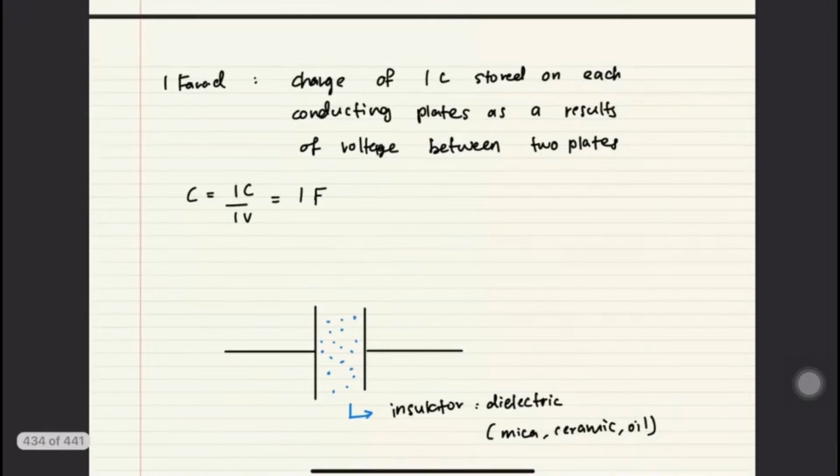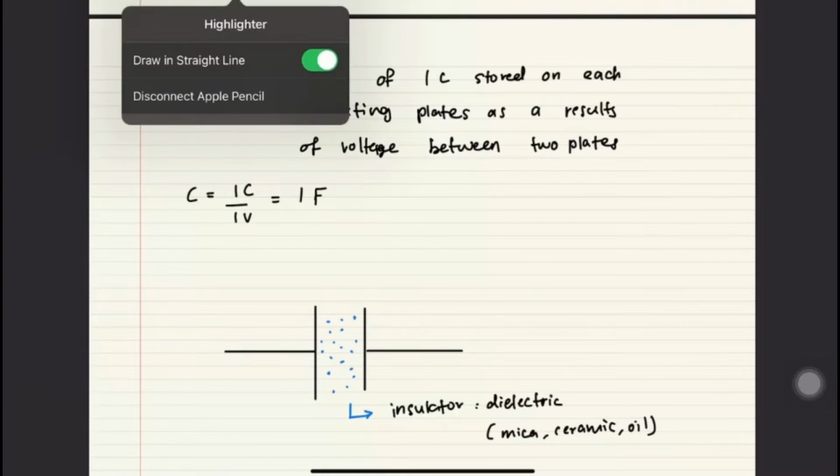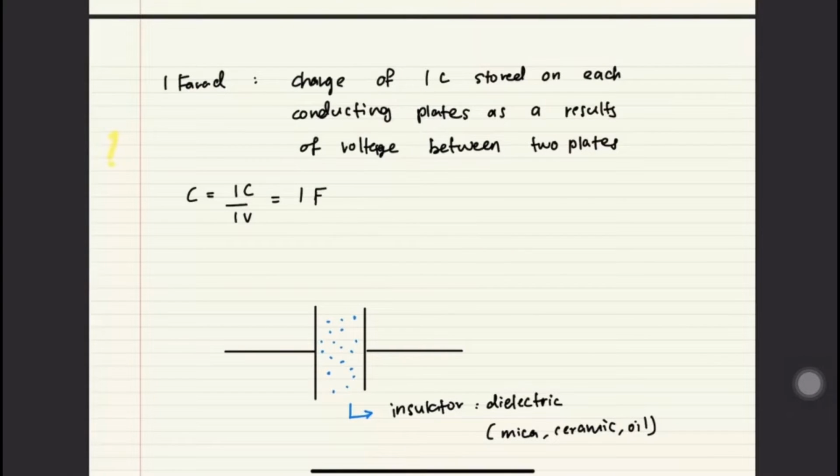Okay, 1 farad tadi saya cakap 1 farad tu sebenarnya adalah change of 1 coulomb, charge of 1 coulomb stored on each conducting plate as a result of voltage between the two plates. Okay, ini adalah maksud untuk farad, itulah definition for farad. So in terms of symbols, it is 1 coulomb per 1 volt, which equals 1 farad. Dia tak ada apa pun, just a unit.